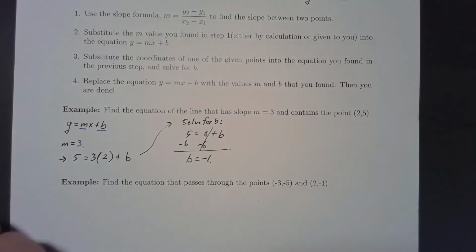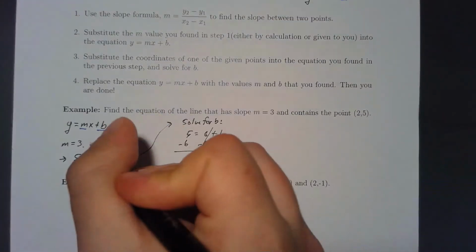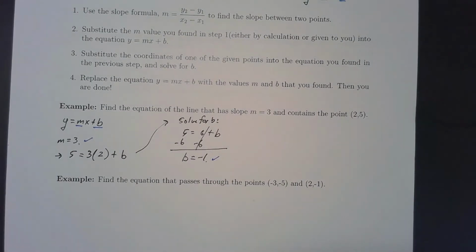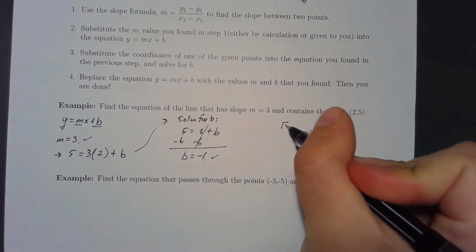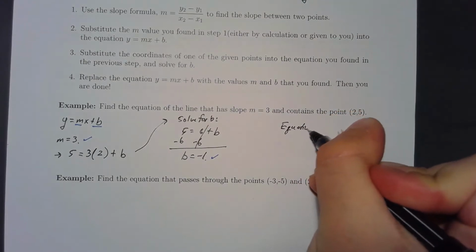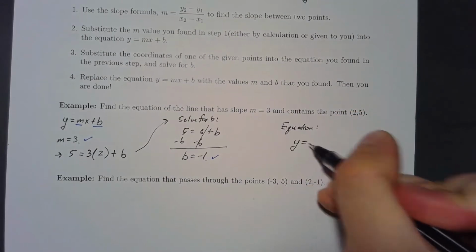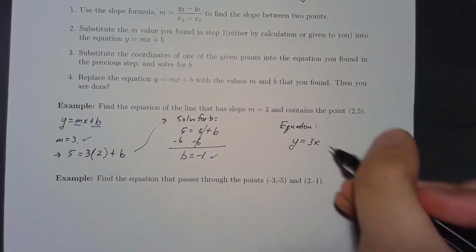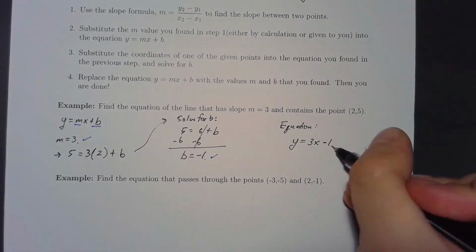So then my slope and my y-intercept give me my equation, which is y equals 3x minus 1. That's it.